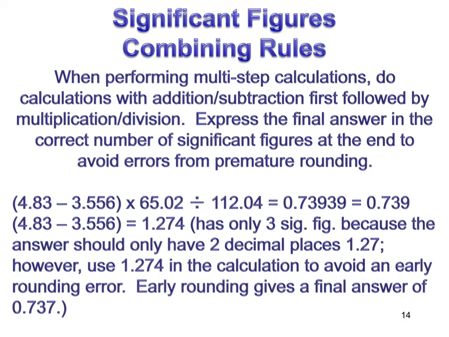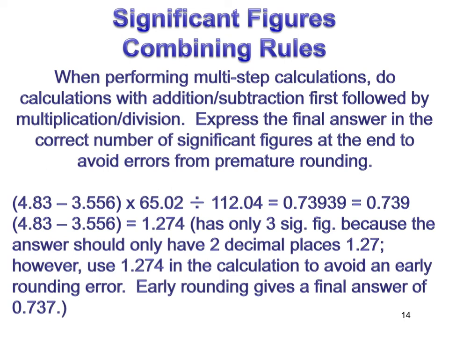Finally, when combining rules, doing multi-step calculations with addition and subtraction and multiplication and division also, the calculations with addition and subtraction should be done first to determine place value error, and then the multiplication and division done second in order to properly calculate the number of significant figures. We also have to follow the order of operations if there are any parentheses as part of the calculation.